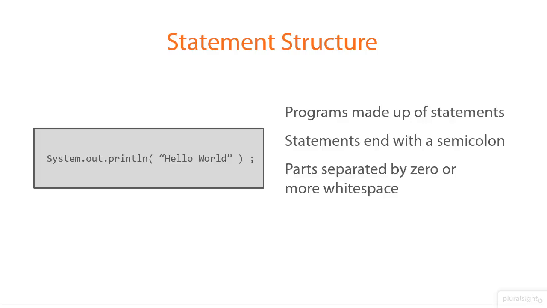The parts of a statement can be separated by 0 or more white spaces. And a white space can be many different things. It can be the space character, it can be a tab, and because statements don't end with new line, even the new line itself is just a white space in Java.